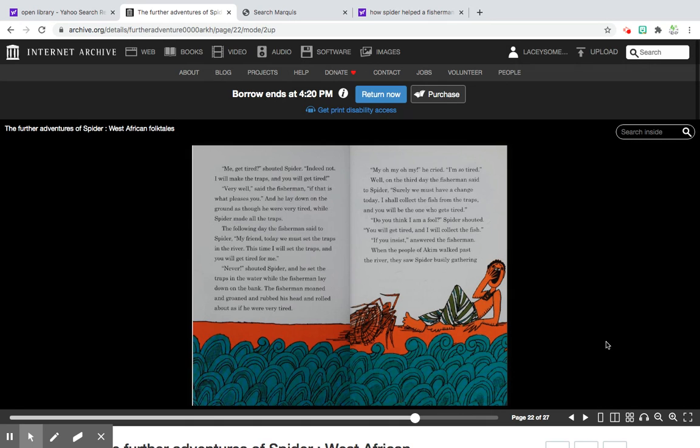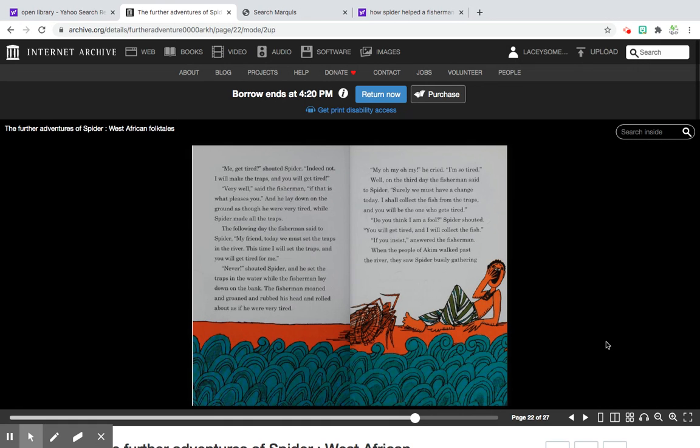I'm so tired. Well, on the third day, the fisherman said to Spider, Surely we must have to change today. I shall collect the fish from the traps, and you'll be the one who gets tired. Do you think I am a fool? Spider shouted. You will get tired and I'll collect the fish. If you insist, answered the fisherman.